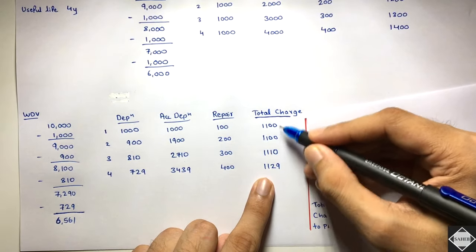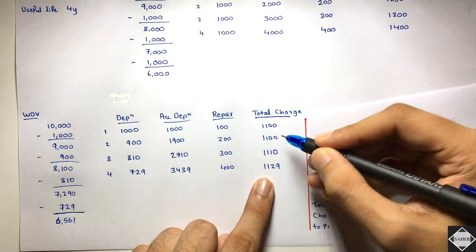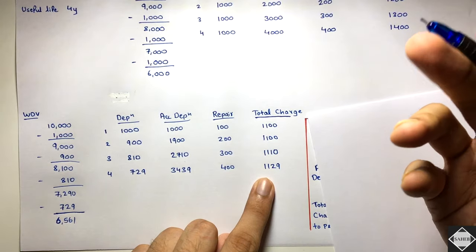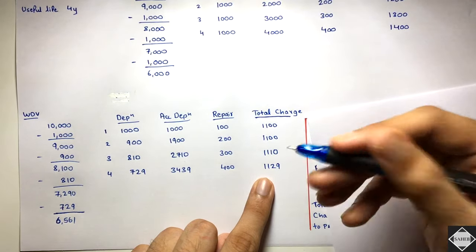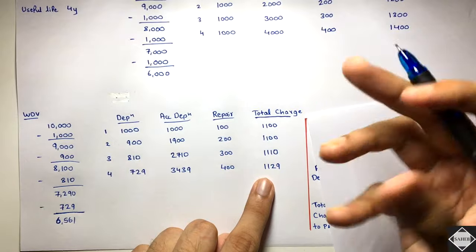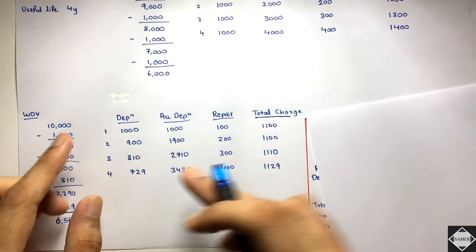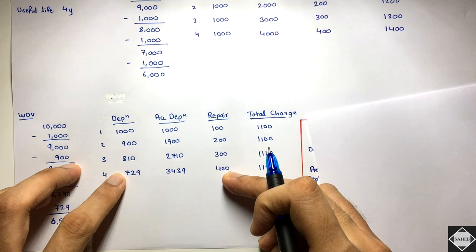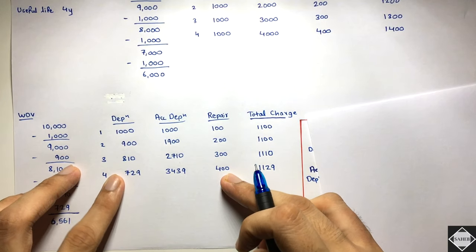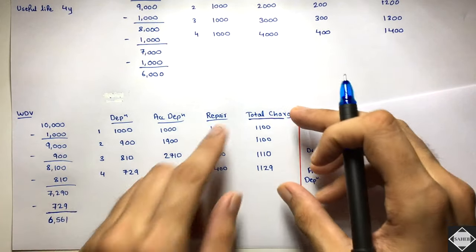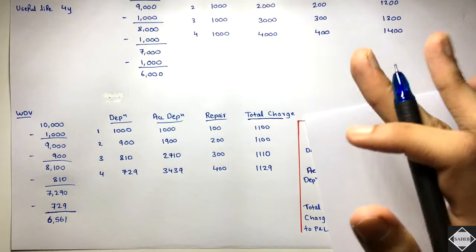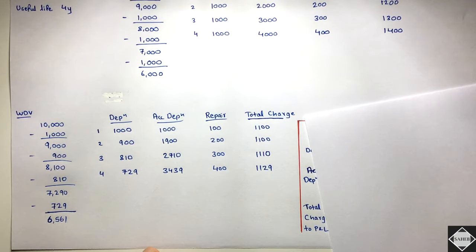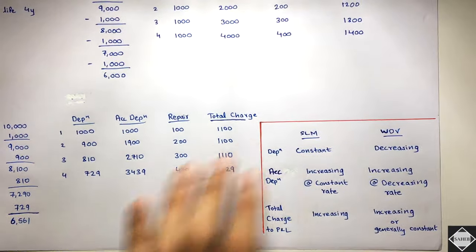Here, generally, it can also become constant. See here, in the first, it was constant, 1100, 1100. Almost this is what it will be. Generally, either it will be constant or it will be increasing by small amounts. Why is that so? Because repair will be increasing year by year, but depreciation will be decreasing year by year. So these two will be compensating each other and total charge will generally be constant or it will be increasing slightly.